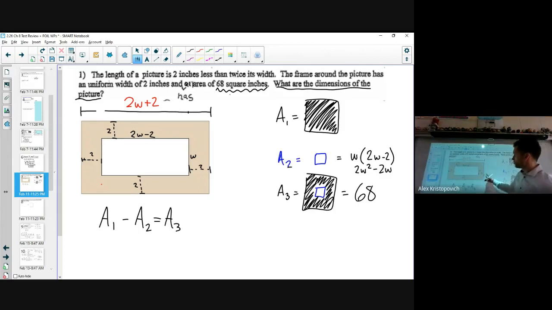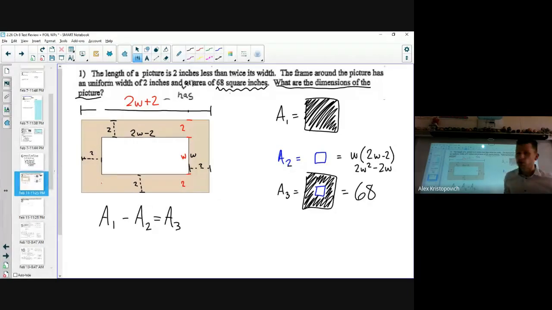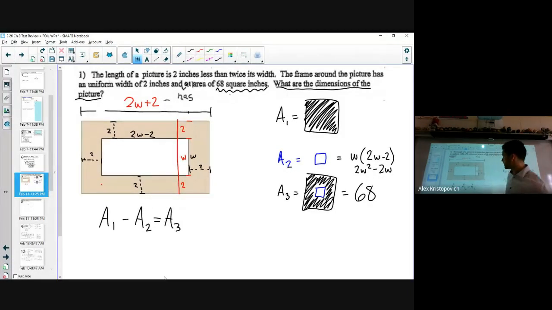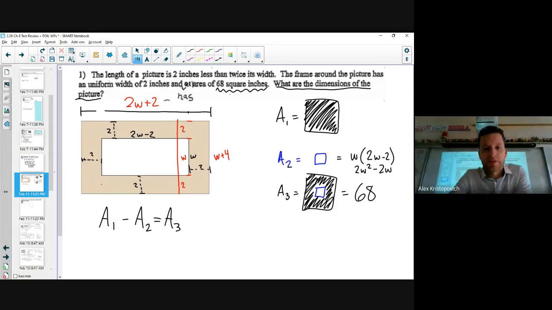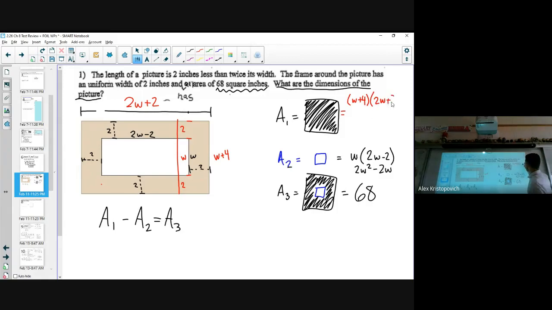All right. And now let's do the same thing here. This section right here is W. This section right here is 2 again. This section right here is 2. So in total, this length would equal W plus 4. All right. So in red right now, we have a length and a width of the big section. That's how we're going to find the area of the big one. So we can write it as W plus 4 times 2W plus 2.